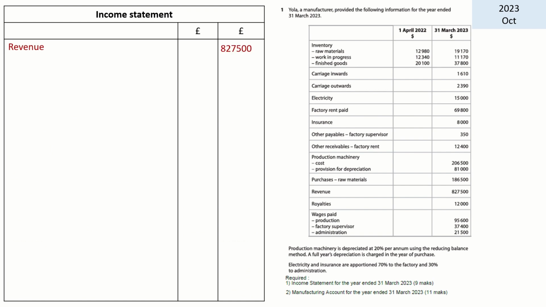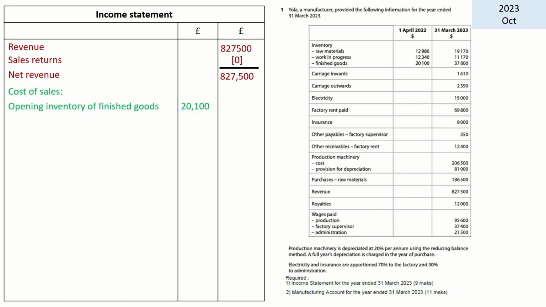The first information in the income statement is revenue 827,500. Sales returns, there isn't any, so the net revenue should be the same as revenue 827,500. Cost of sales: the opening inventory of finished goods 20,100. Production cost, which you derive from the manufacturing account, 427,040. Closing inventory of finished goods 37,800. Now let's find the cost of sales, 409,340. It should be within brackets.